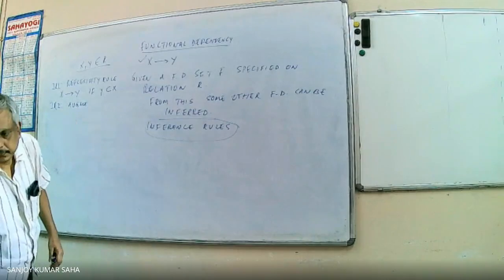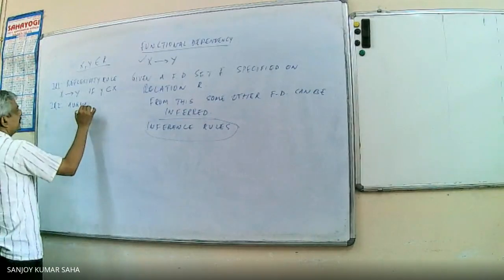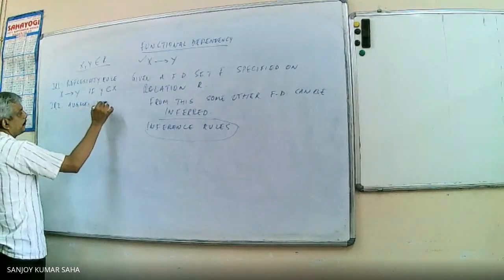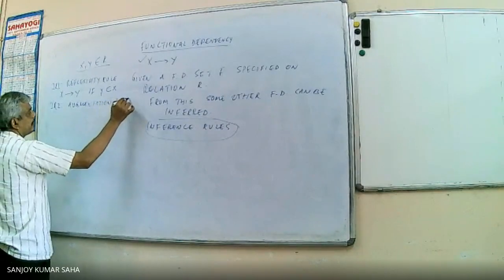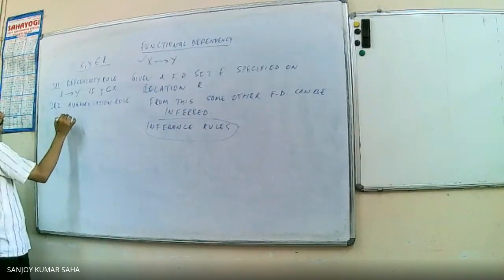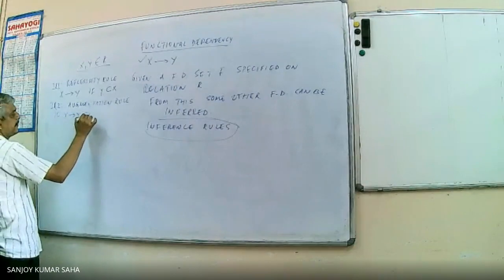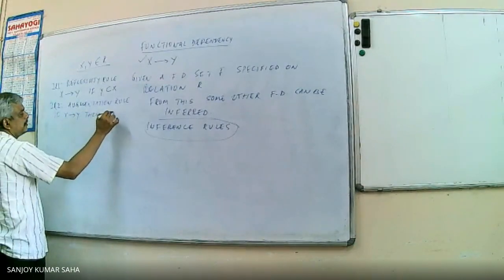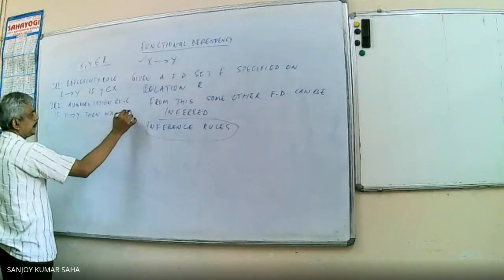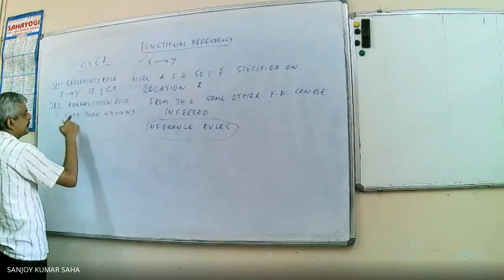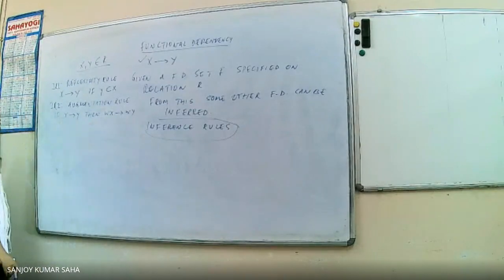IR2, that is the augmentation rule. It says that if X implies Y, then WX implies WY. Both sides have been augmented by W.